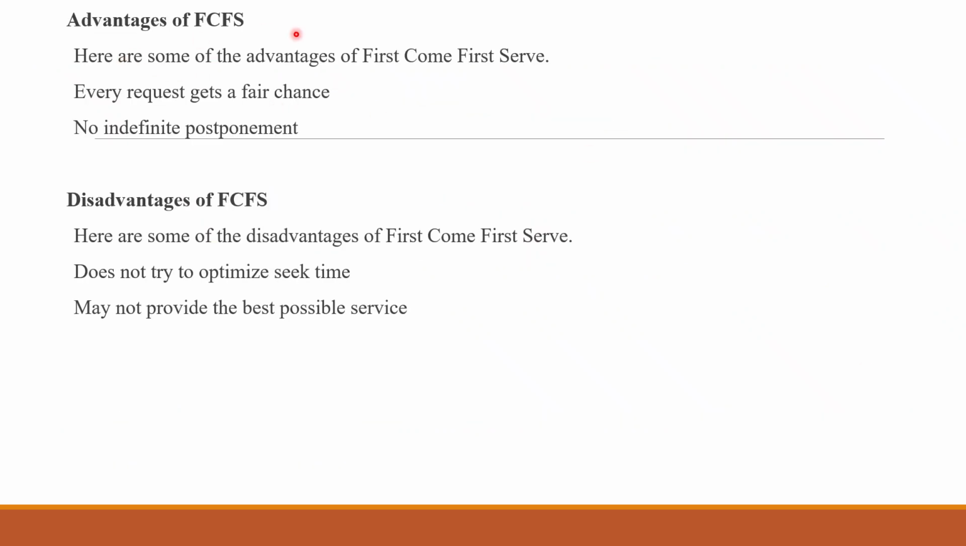Next, some advantages of FCFS. Every request gets a fair chance; every request will get its turn. The main disadvantage is performance. Compared to other algorithms, it works with lower performance.